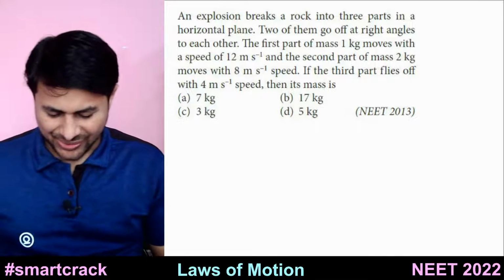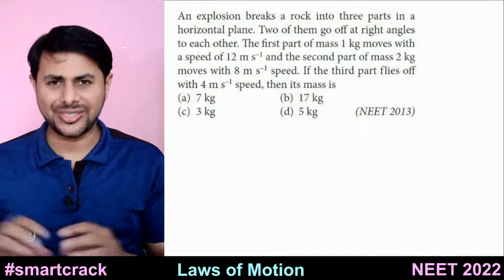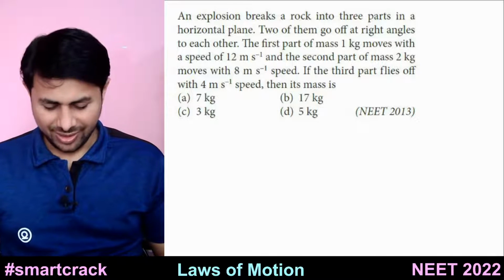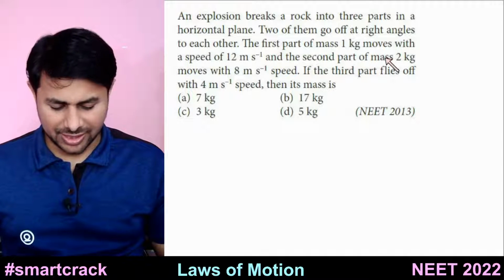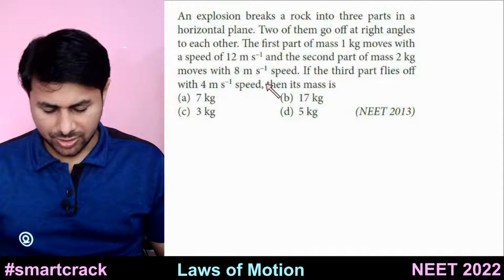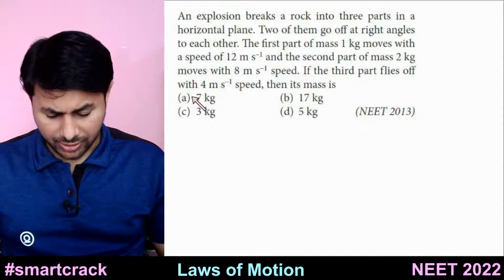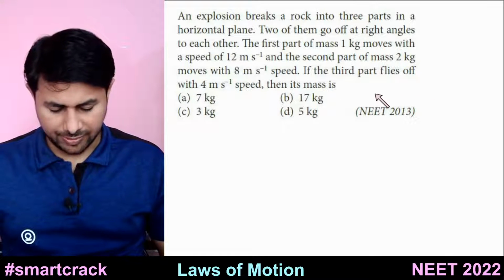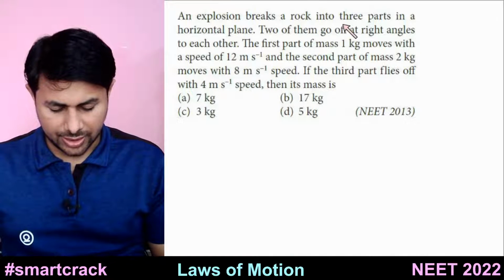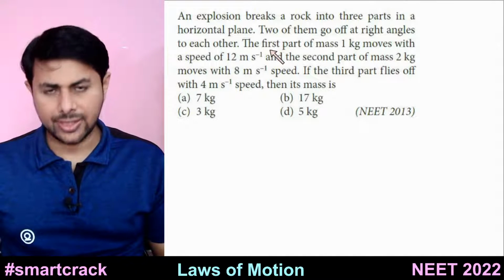An explosion breaks a rock into 3 parts in horizontal plane. Two of them go off at right angles to each other. The first part of mass 1 kg moves with a speed of 12 meters per second and second part of mass 2 kg moves with 8 meters per second. If third part flies off with 4 meters per second, then the mass is. So there is an explosion. It breaks the rock into 3 parts in horizontal plane. Two of them go off at right angles to each other.